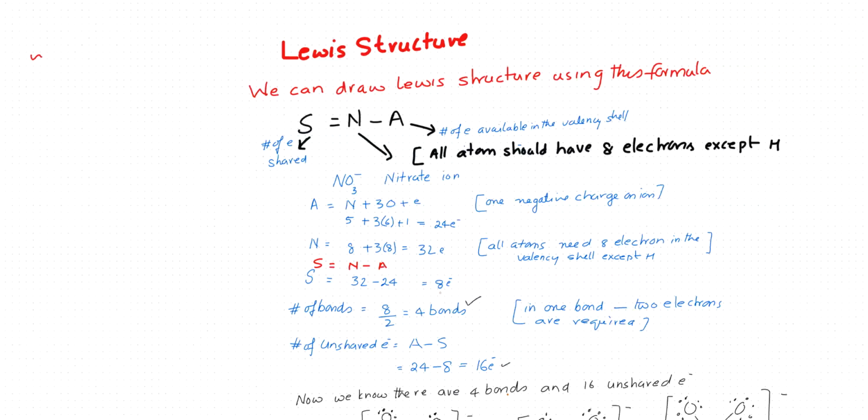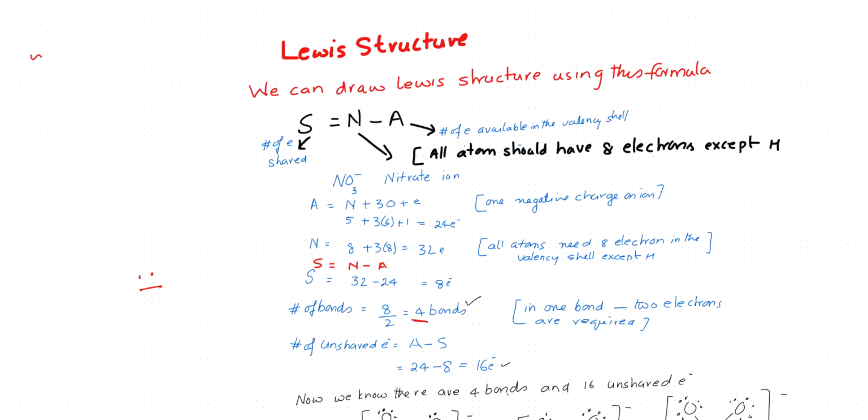Number of bonds: when 2 electrons are shared, we draw 1 bond. So each bond means 2 electrons are shared. How many bonds will be formed when 8 electrons are shared? 8 divided by 2, so 4 bonds. So in this molecule, there are 4 bonds.